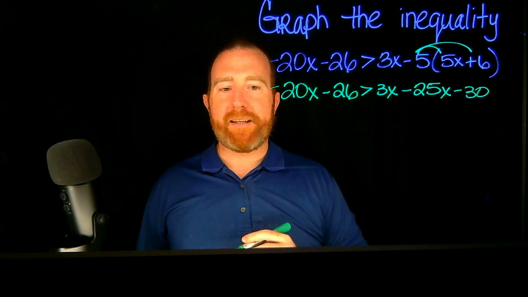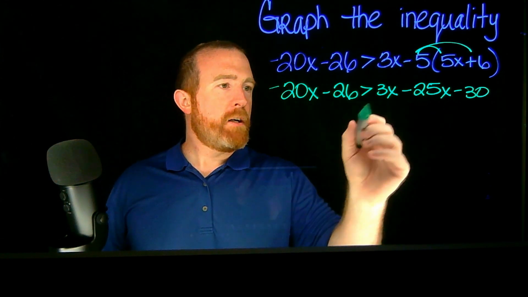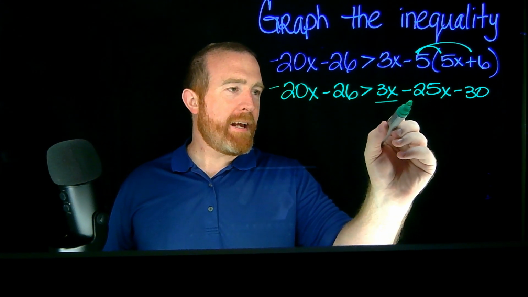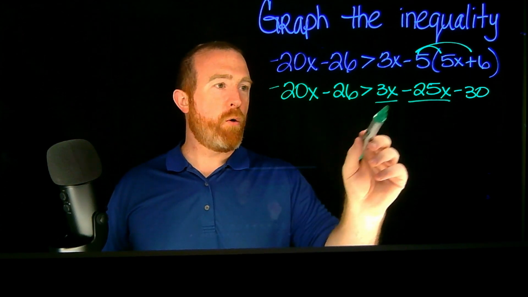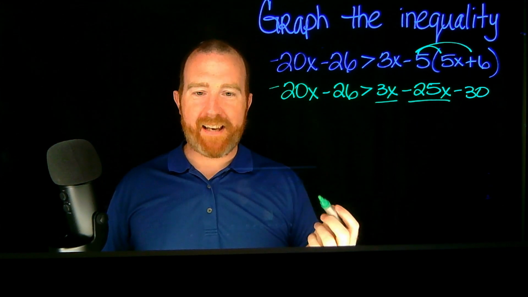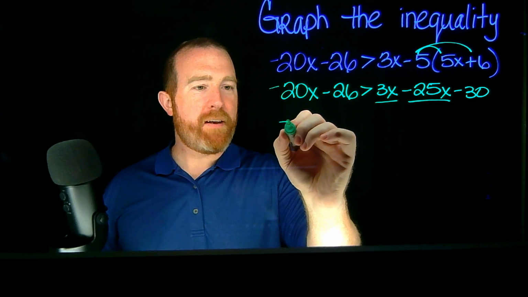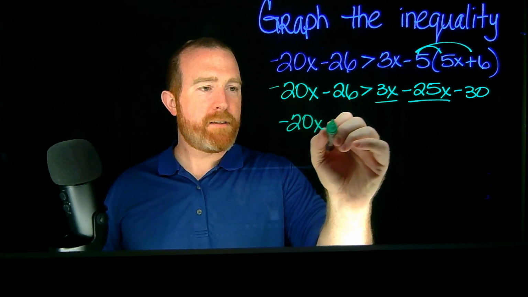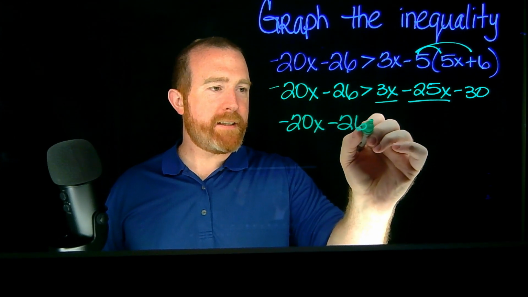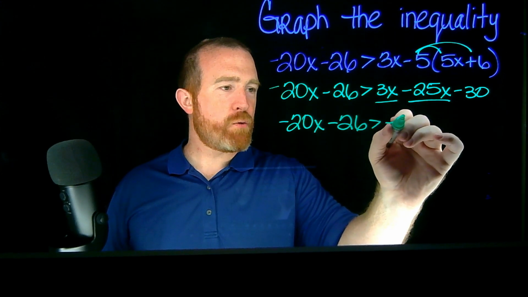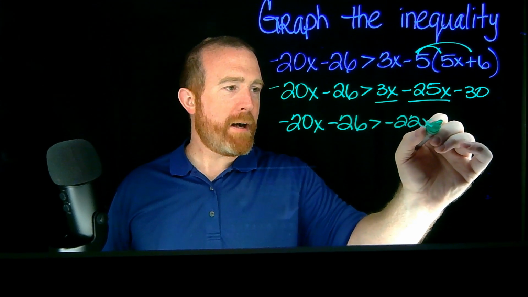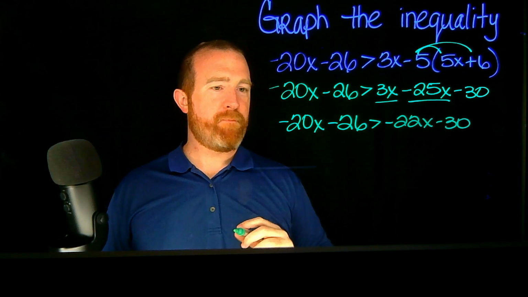Here what I want to do is combine like terms. So I have a 3x and a negative 25x. So 3 minus 25 gives me negative 22. So now I have negative 20x minus 26. This is going to give me negative 22x minus 30.